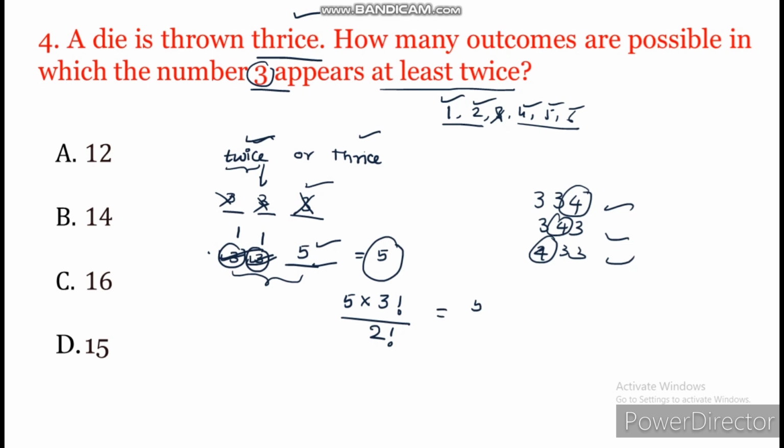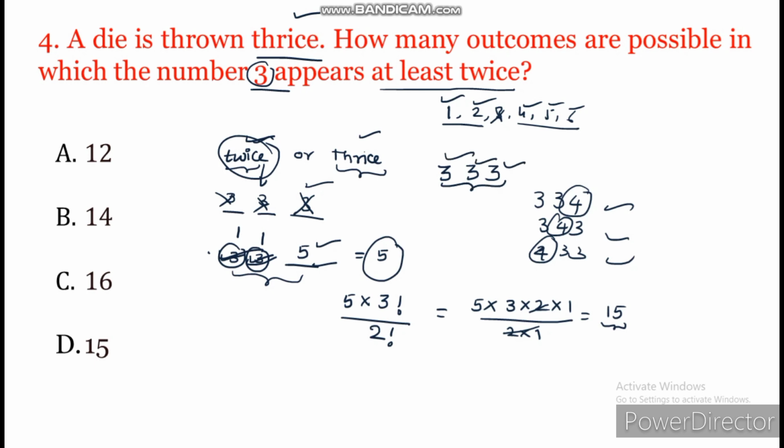Now see, what do you get? 5 into 3 factorial is 3 into 2 into 1. What is 2 factorial? 2 into 1. So you get cancelled. What do you get? 5 3s are 15. So you got 15 options where the number 3 appears twice. But how many options where the number 3 appears thrice? Only one option, because that option is nothing but 3 3 3. Here it is appearing thrice. So how many such options do you have? Only one option. So 15 plus 1, how much? 16 options where the number 3 appears at least twice. So which option? Option C, 16.